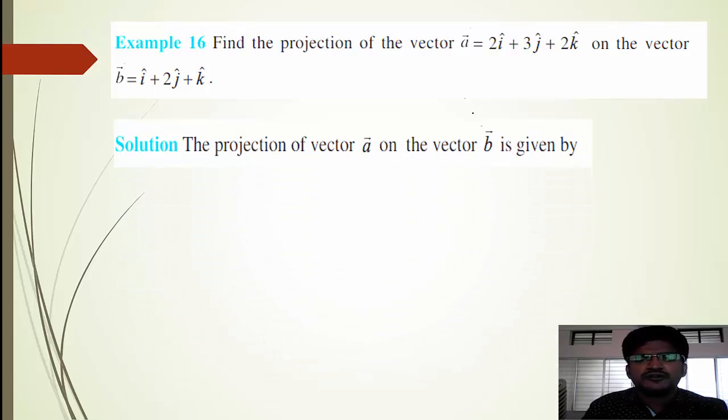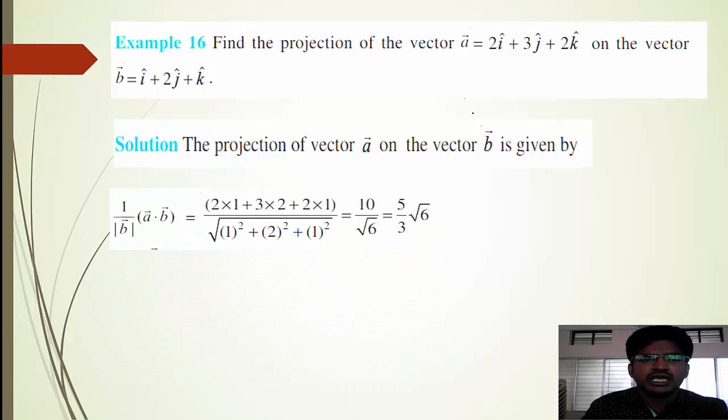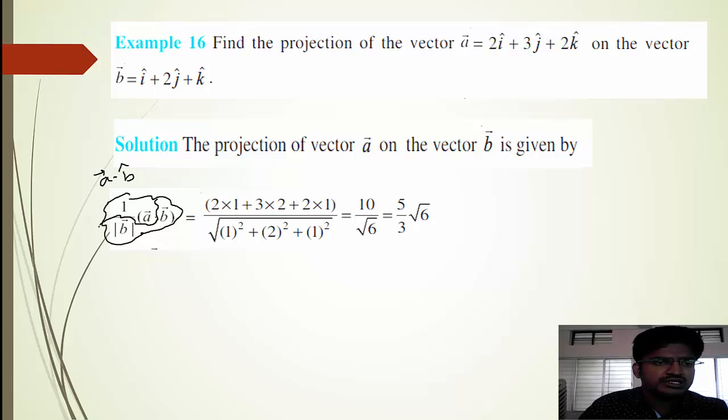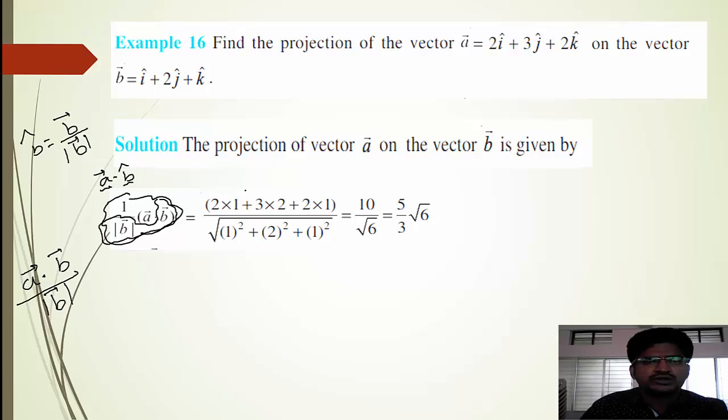So first, the projection of vector A on vector B is given by this formula. This is nothing but vector A dot B cap. See here, B cap is equal to vector B divided by mod of vector B, and A is made a dot product with B cap. That means vector A dot vector B divided by mod of vector B. Clear? So that is what they are going to calculate here.